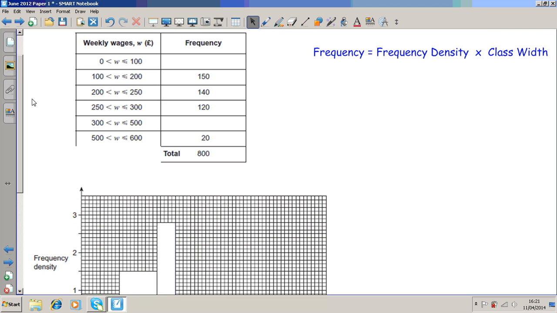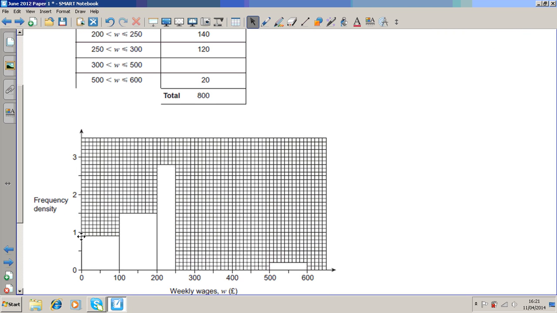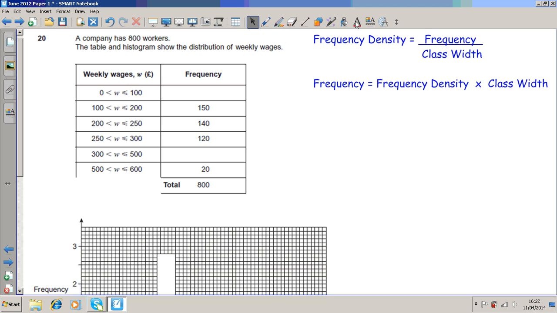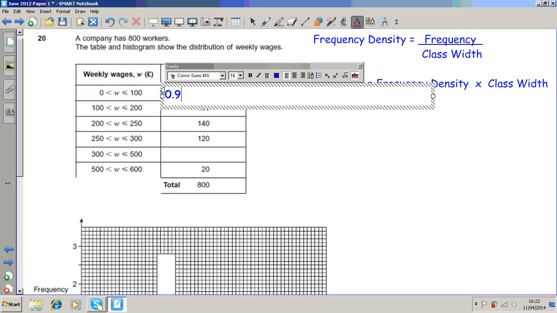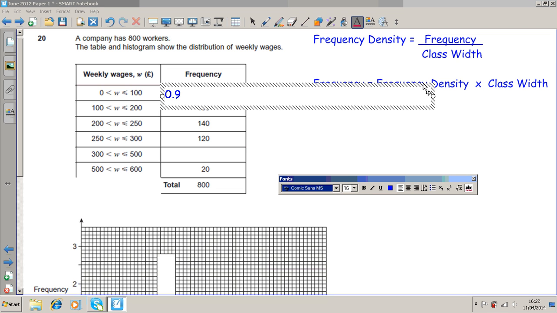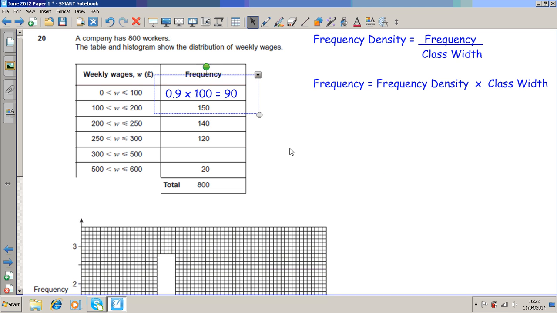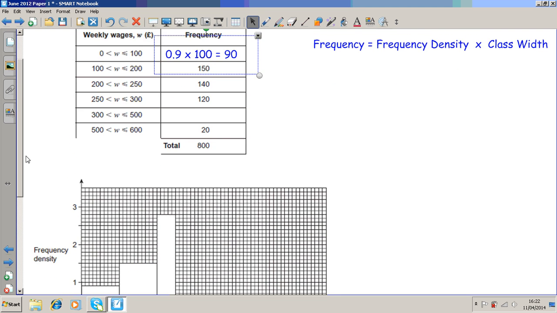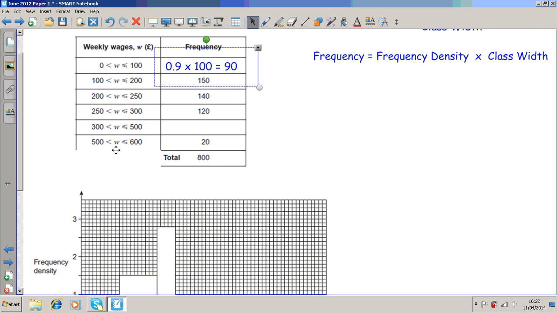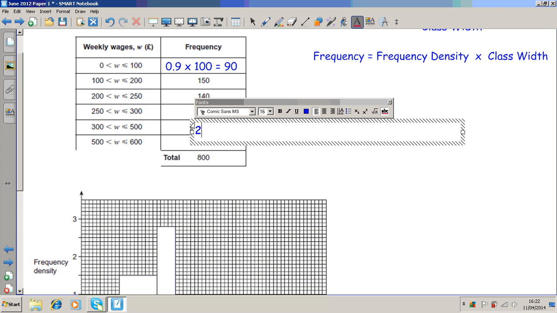0 to 100, the frequency density is 0.9. So we're trying to work out the frequency, where it's frequency density times class width. So frequency density 0.9 times class width 100 gives us 90. Class width here is 200. Oh, we haven't got that yet. Ah, there we go. It tells us our total here is 800. Okay, so 90, 150, 240, 380, 480, 520. So that number there has to be 280.